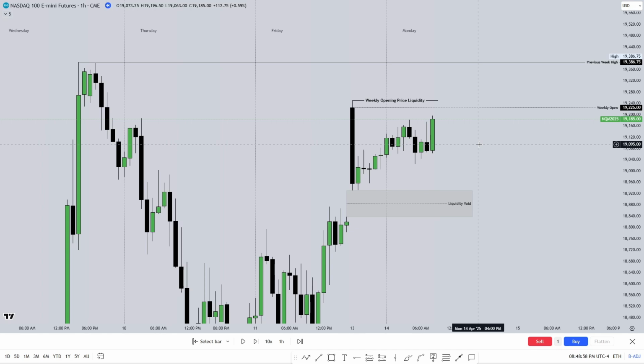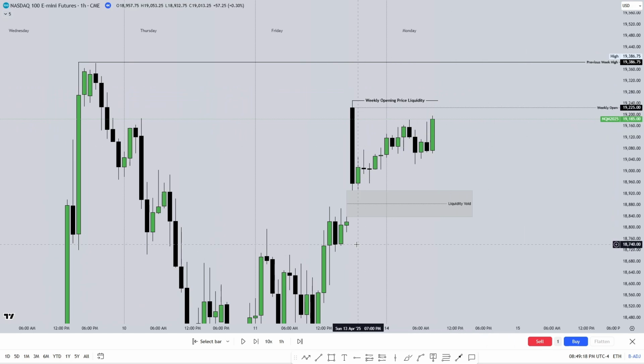But we're talking more about liquidity and highs and lows here. So those are the main points of liquidity that I typically look for. Now, previous week high right here, and we also had this weekly opening price liquidity. And I want to go over that here in just a second.